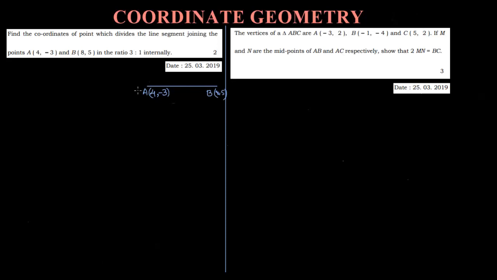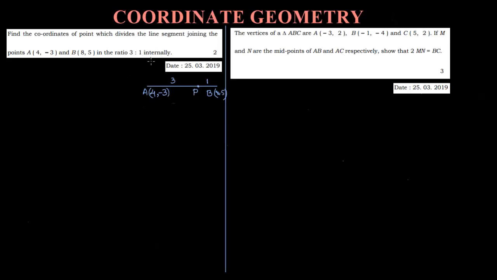And this line has been divided with a point, right? And that point has been given the ratio 3:1. So from here to that point it is 3 parts. So maybe the point is somewhere here. So from here to here it is 3 parts, and from this point to this point it is 1, right? And let me just name this point as P. Okay, and they have clearly given it is internally.